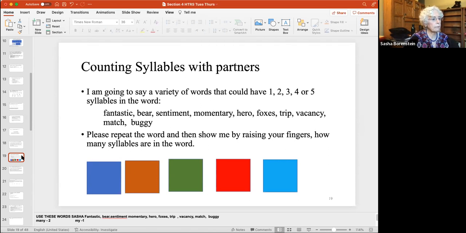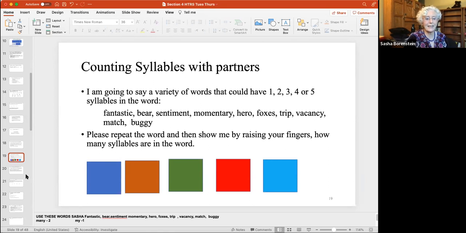Yep, 4. How many syllables in the word hero? How many syllables in the word foxes? 2. How many syllables in the word trip? You guys got this, right?